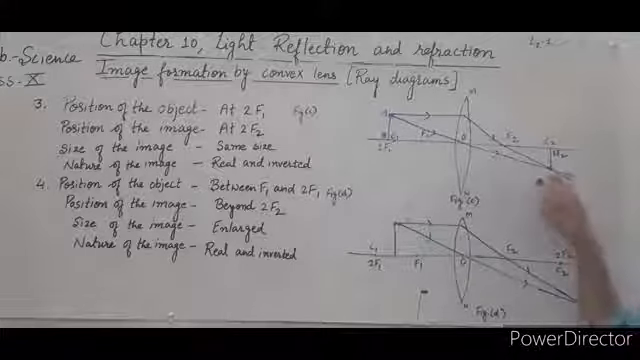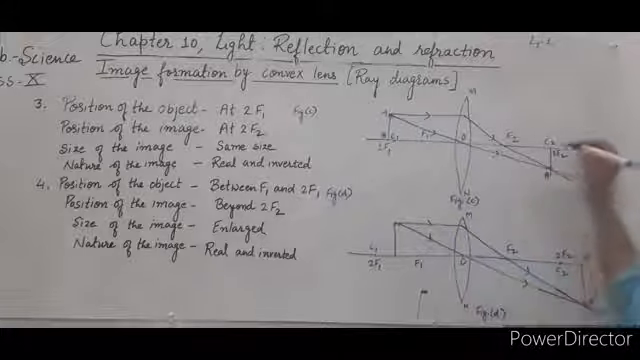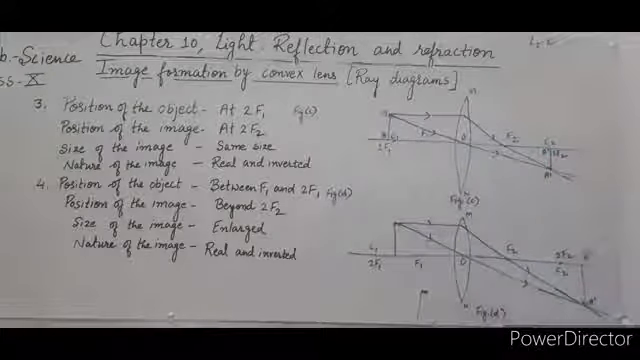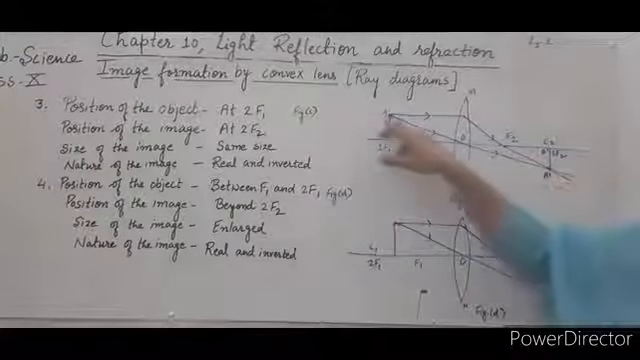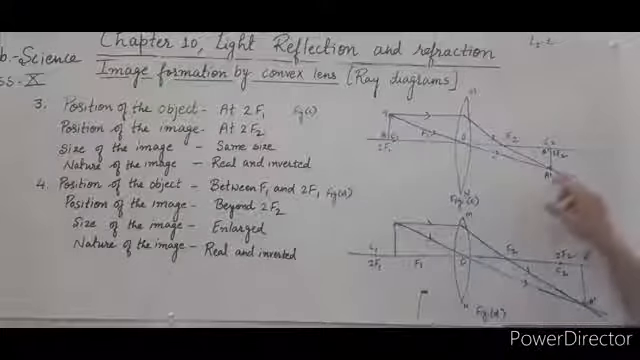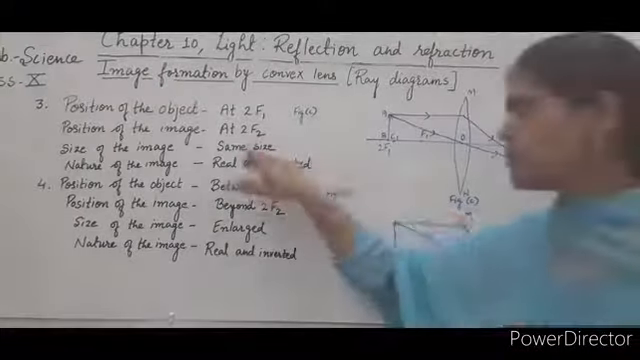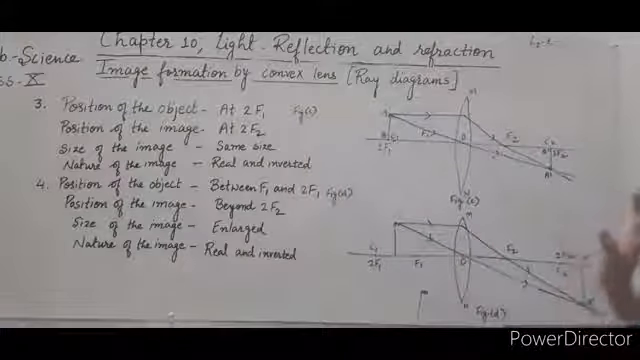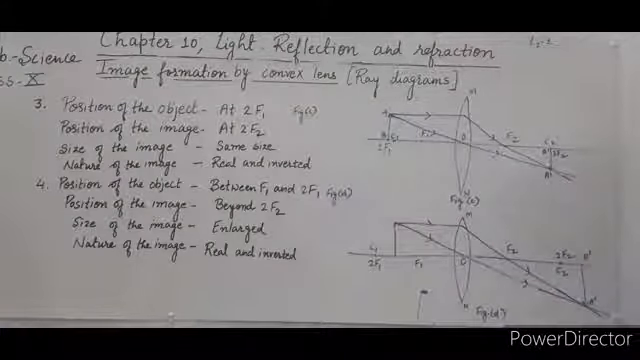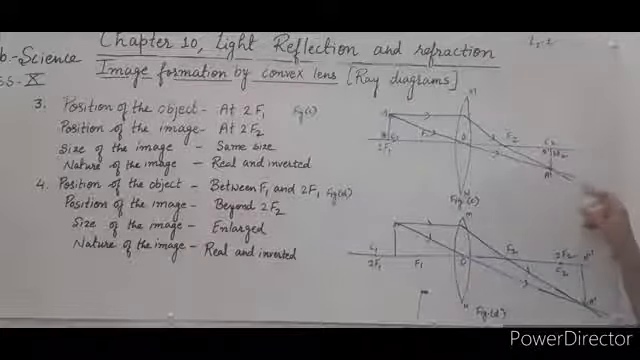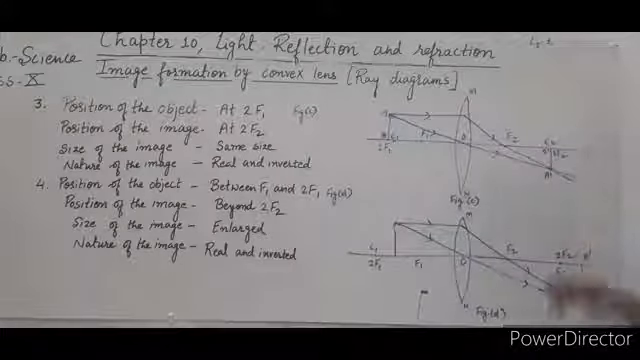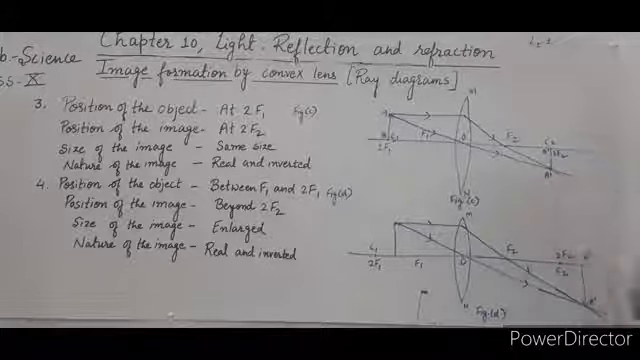The image is the same size as the object. A dash, B dash is our image, and its size is the same as the size of the object AB. The nature of the image is real and inverted. A real image can be obtained on a screen, but it is upside down. Inverted image is formed.